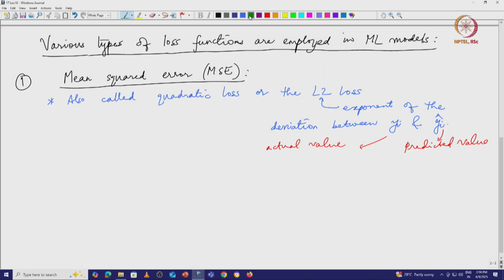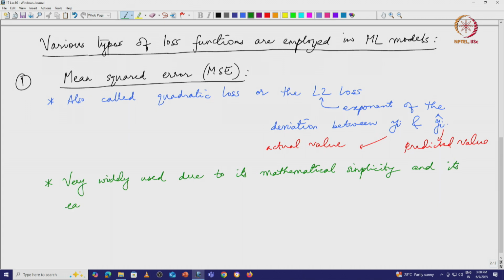Now, why is it so widely used? Why do we keep on seeing this loss function used in most ML study? It is very widely used for two reasons: due to its mathematical simplicity, there are no complex functions involved like log or exponent and so on, and its easy differentiability.